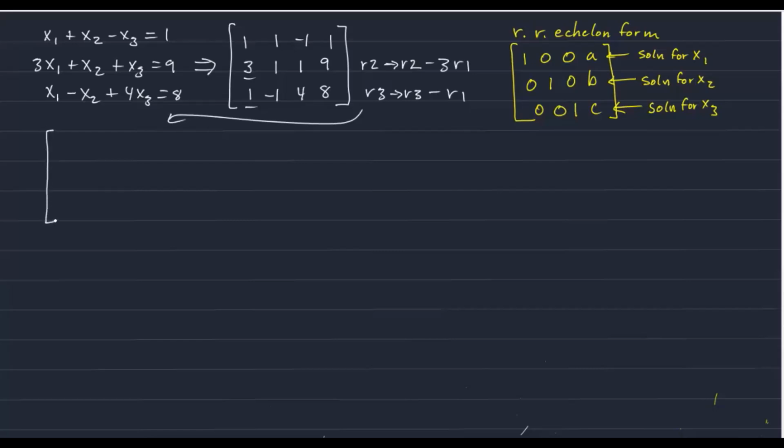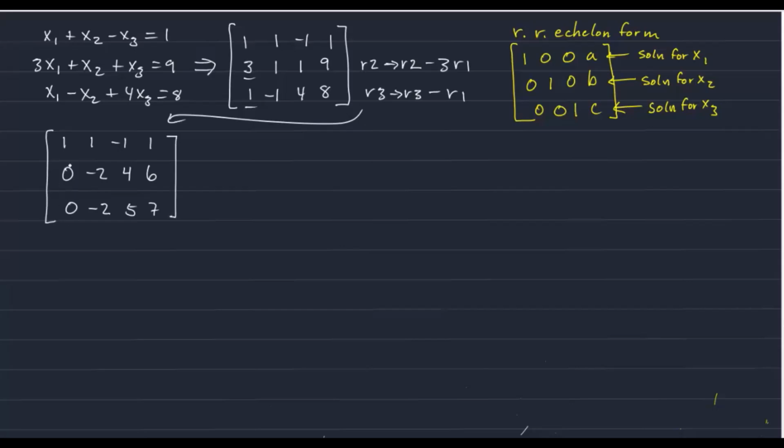If we do that, we get our top row just as we originally had it. And we get a 0. A 1 minus 3 is a minus 2. And a 1 minus a minus 3 is a 4. And a 9 minus 3 is a 6. And for row 3, we're just going to subtract row 1, so we'll get a 0, minus 2. 4 minus minus 1 is 5, and an 8 minus 1 is a 7.